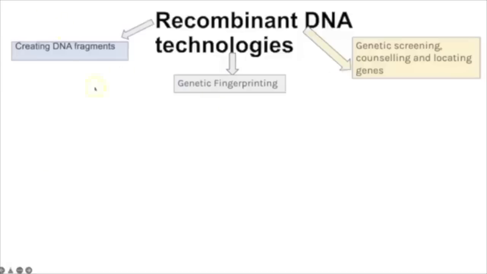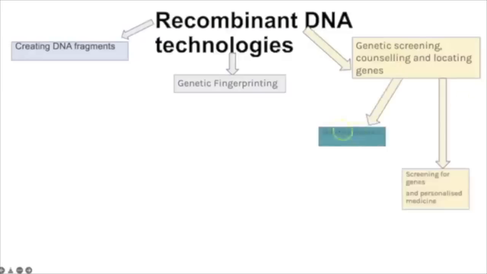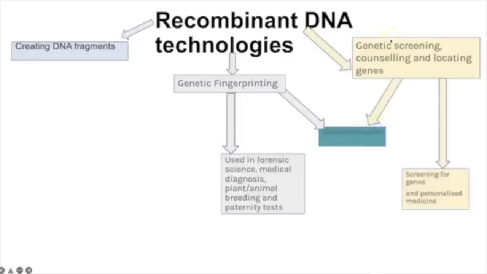So the three key concepts are creating DNA fragments, the idea of genetic fingerprinting, and then the uses in genetic screening, counselling, and locating of genes. Gel electrophoresis is actually used in genetic screening, but also genetic fingerprinting. Genetic screening, you're screening for genes and personalised medicines. Genetic fingerprinting is used in forensic science, medical diagnosis, plant and animal breeding and paternity tests.